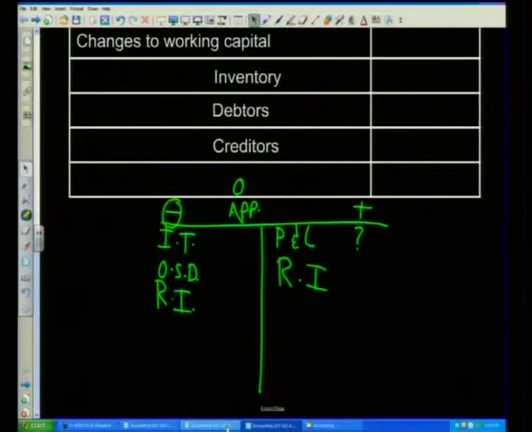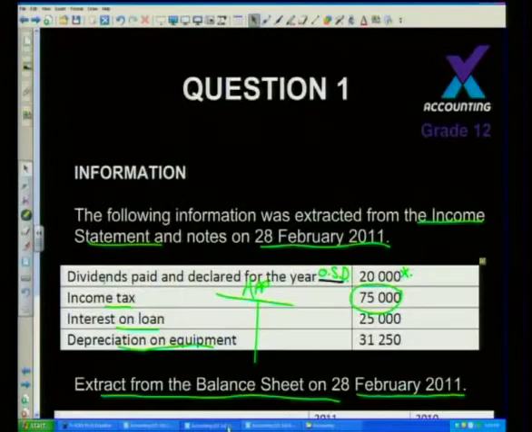So my ordinary share dividends was 20,000. And then my income tax, people, an amount of 75,000. Okay, let's just double check that. Yep, it was 75,000.